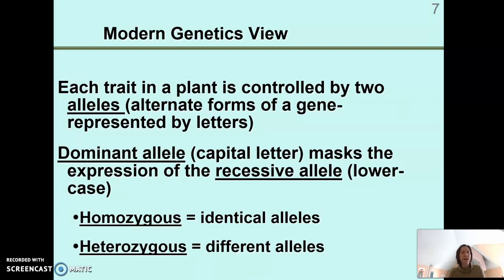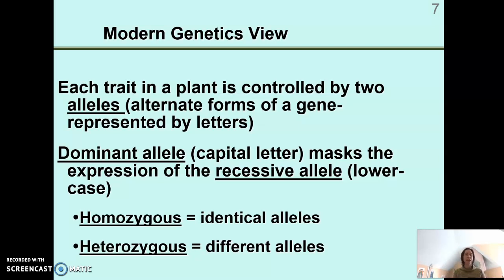So modern genetics says that each trait in a plant is controlled by 2 alleles. These are alternate forms of a gene. We represent them by letters, uppercase and lowercase, distinguishing between 2 different types of alleles. I must say that this is the broad view, and not every trait is governed this way. So we're looking at Mendelian traits here. There are some that are blending and some that have multiple alleles that are responsible for the overall expression of the genes. But this is some basics right here.